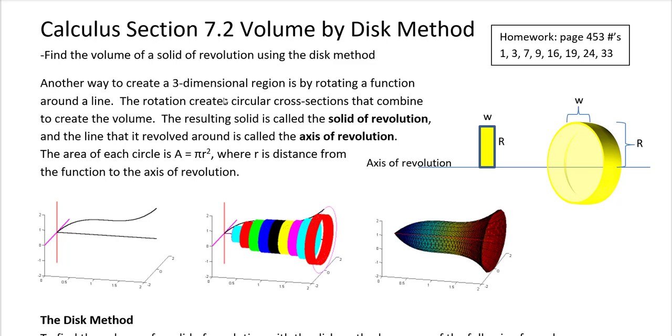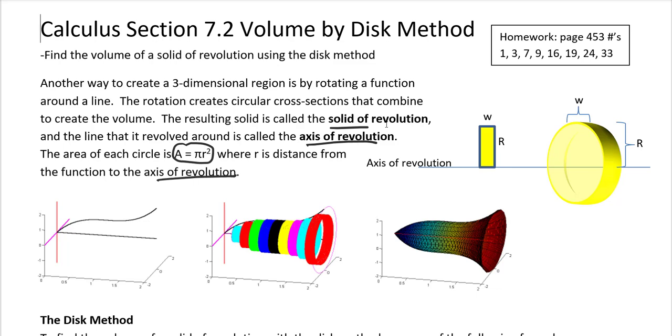Three dimensions. The rotation creates circular cross-sections that combine to create the volume. So the resulting solid is called a solid of revolution. And what we're going to revolve it around is called the axis of revolution. Each of these circles' areas is going to be A equals pi r squared. That's something you've got to know, where r is the distance from the function to the axis of revolution.